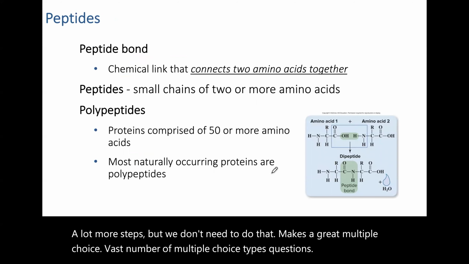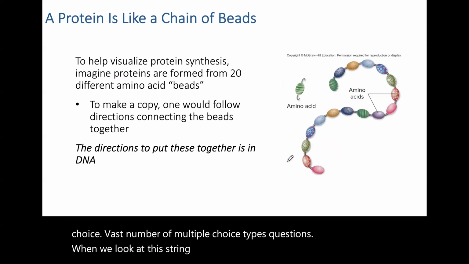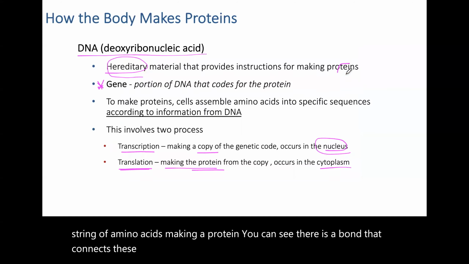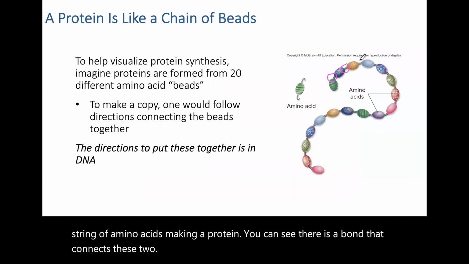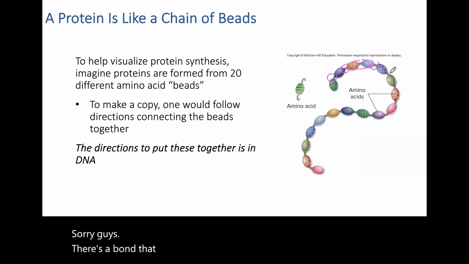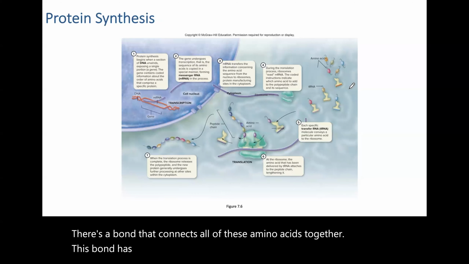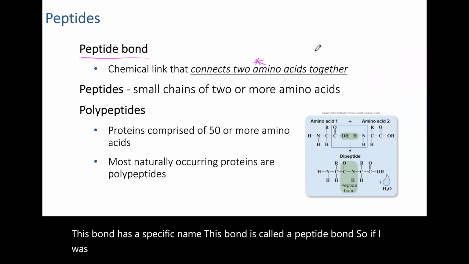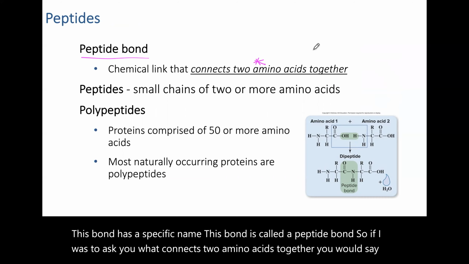When we look at this string of amino acids, if I go back here, here's our string of amino acids making a protein. You can see there is a bond that connects these two. Sorry, guys. There's a bond that connects all of these amino acids together. This bond has a specific name. This bond is called a peptide bond. Okay? So if I was to ask you what connects two amino acids together, you would say a peptide bond.